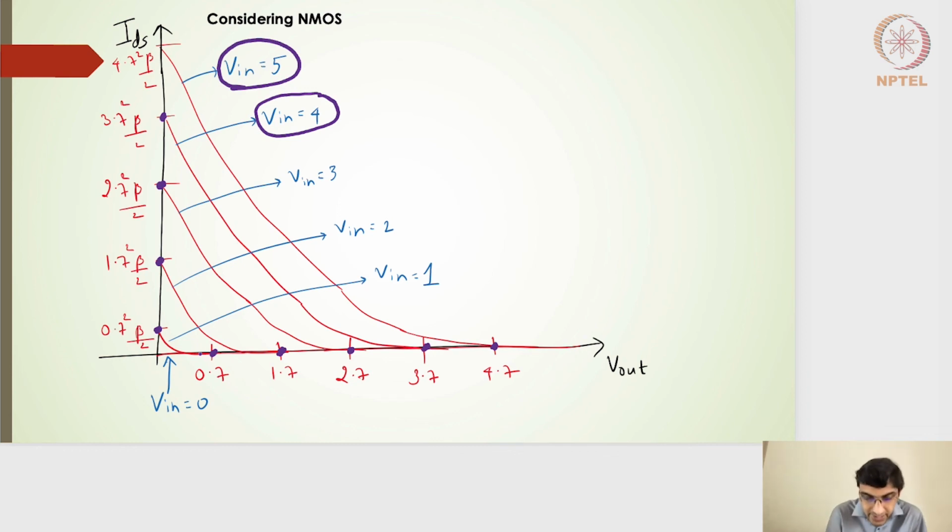And Vinput of 0 is nothing but a straight line, because the current is anyway 0 for the NMOS transistor. If I am considering the NMOS transistor, the current will be 0.